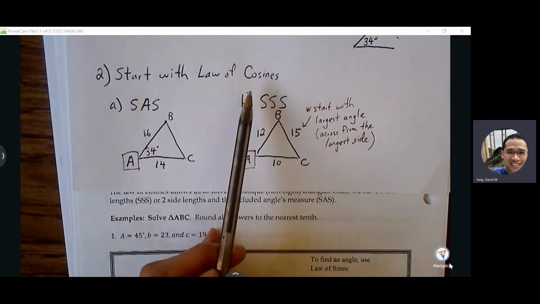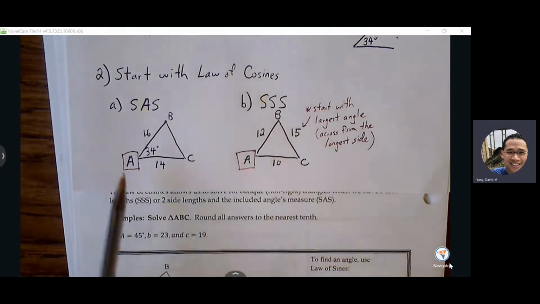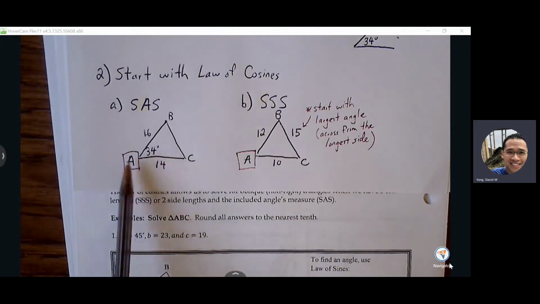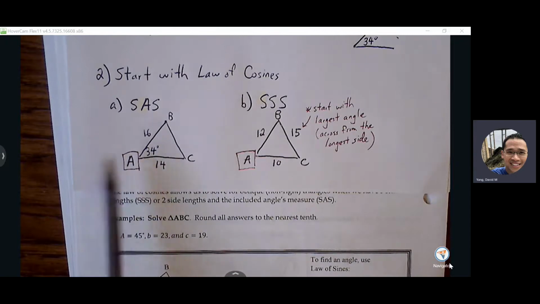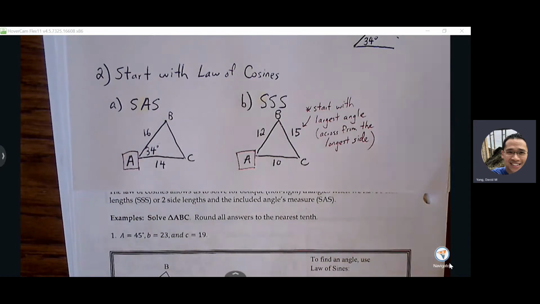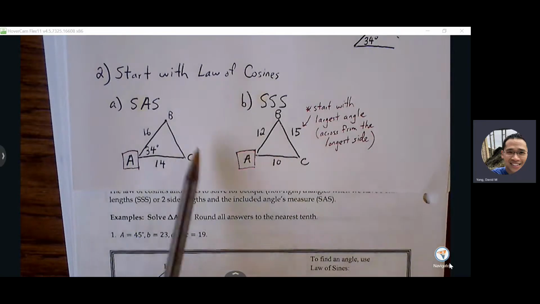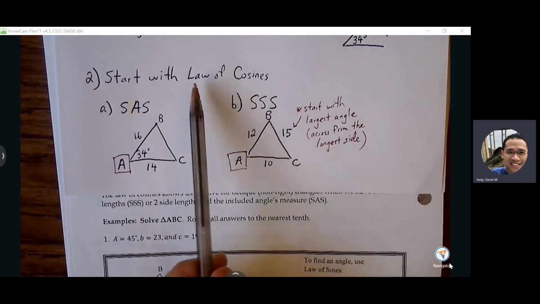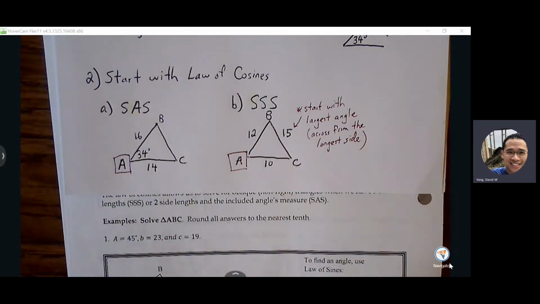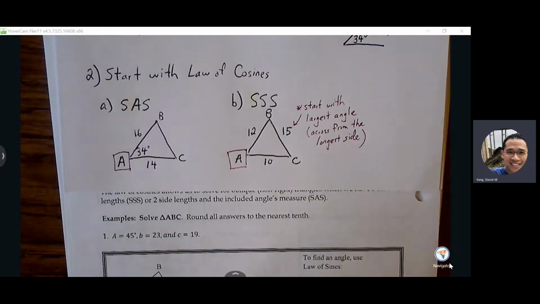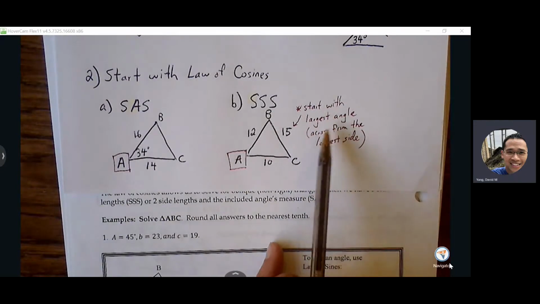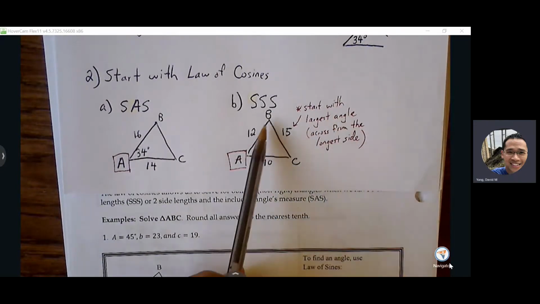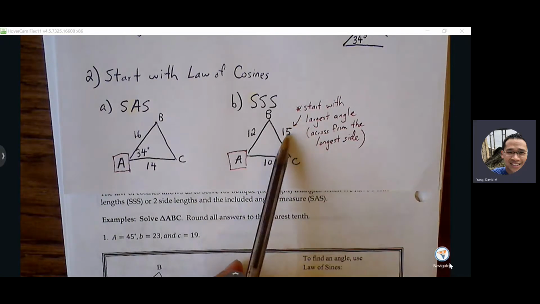Okay, now there are different variations of law of cosines, but we're just going to use the one where there's an angle identified. So if it's angle A that's given, then we'll use the law of cosines for angle A. If it's angle B that's given, then we'll use the law of cosines for angle B. Okay, so we'll talk about that. And then we're also going to talk about where if you see three sides, that's also law of cosines. Okay, so just a quick preview. We're going to be starting with the largest angle, and the largest angle is always going to be across from your longest side.